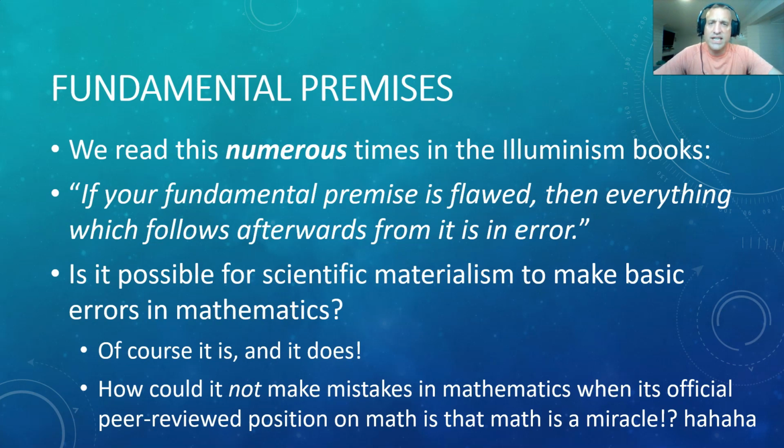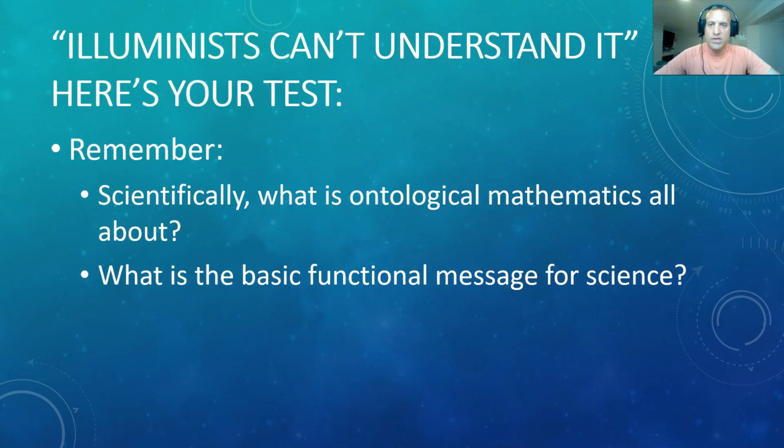So can they make mistakes therefore with mathematics? If that's their premise in using mathematics, that it's just a miracle that works, then yeah, of course you're going to make some pretty significant mistakes and errors. Certainly that's going to happen. So I was told that Illuminists are unable to understand what I've presented on this climate science, climate change problem, which I found rather shocking. So we'll see. I'm going to put you to the test and see if you can understand it.